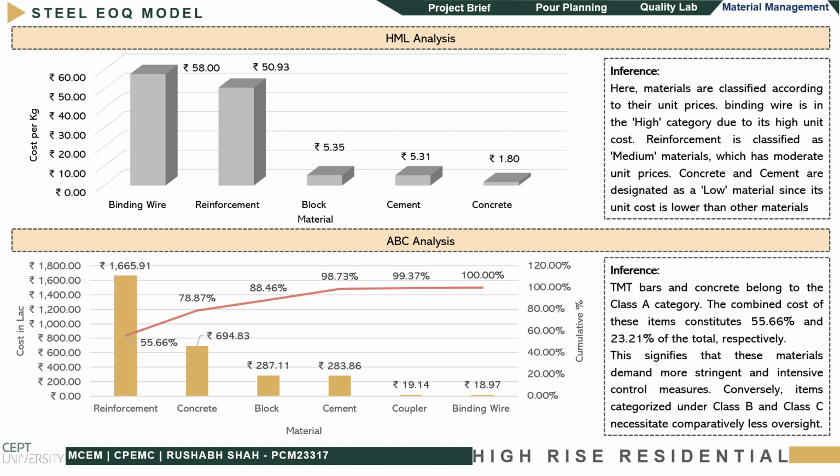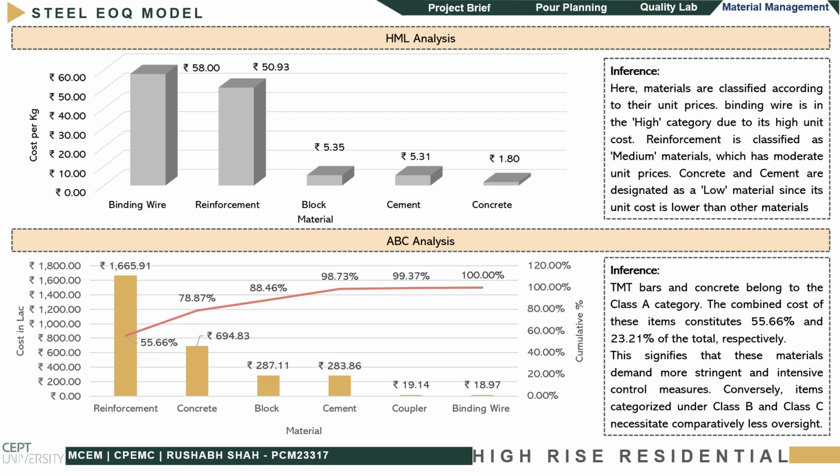After this, we have done HML analysis and ABC analysis. For HML analysis, materials are classified according to their unit prices. Binding wire is in the high category due to its high unit cost. Reinforcement is classified as medium material, which has a moderate unit price. Concrete and cement are designated as low materials since their unit cost is lower than other materials.